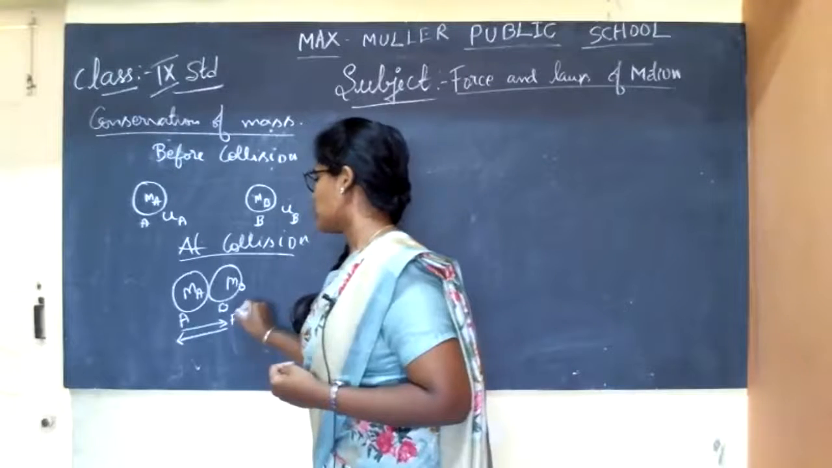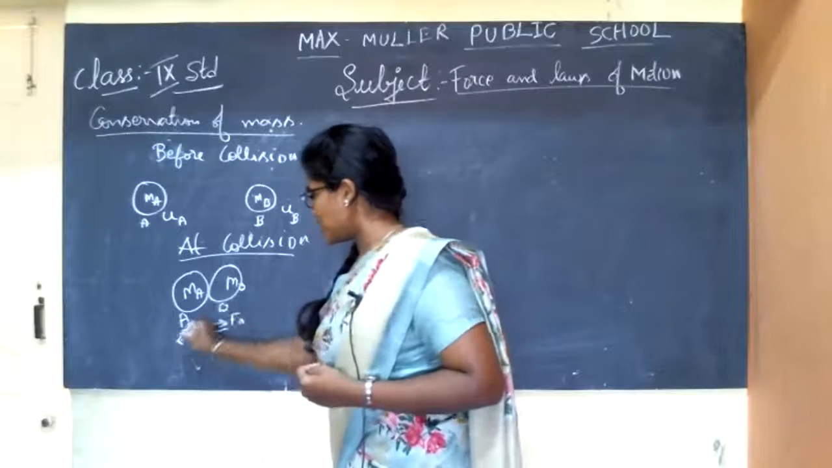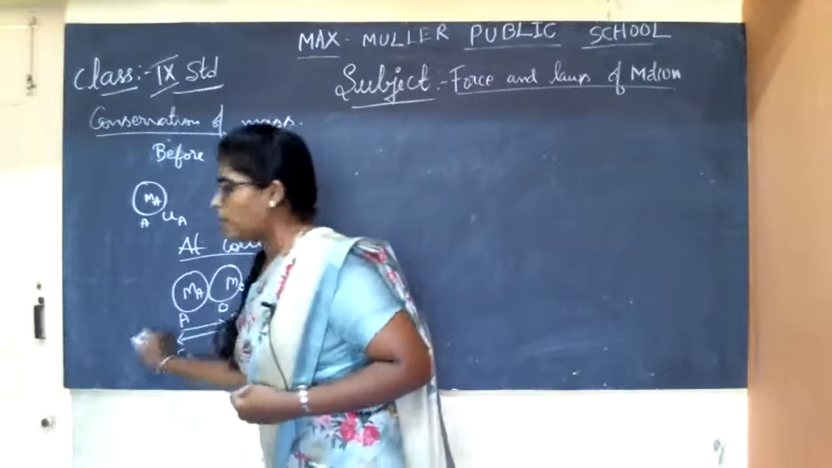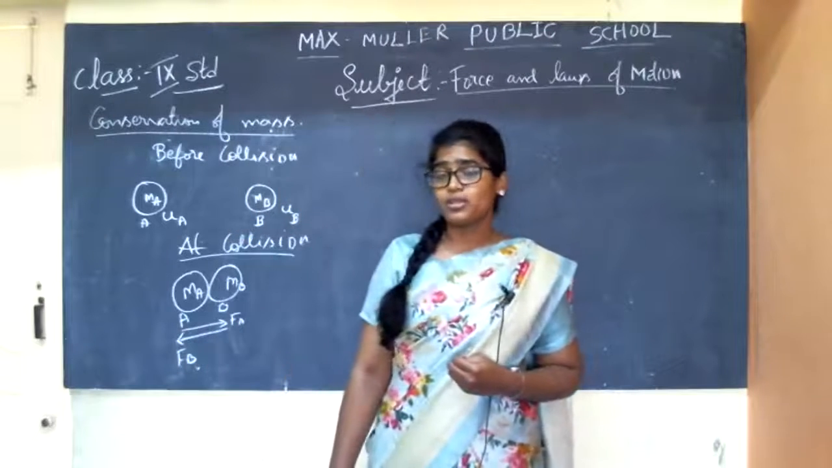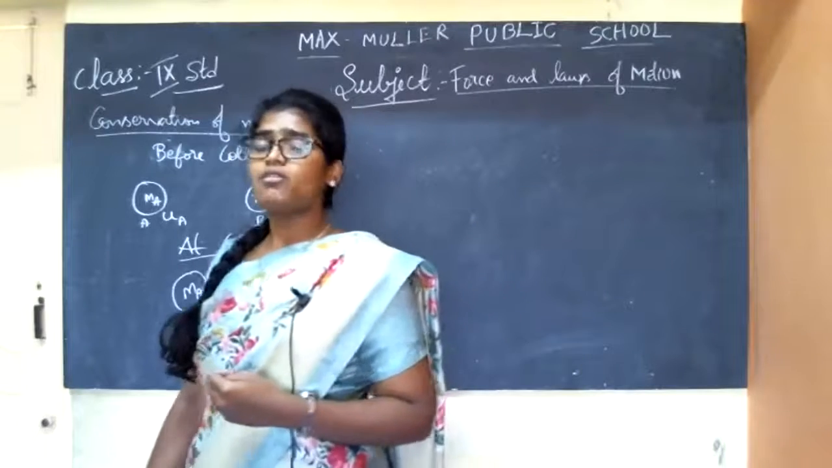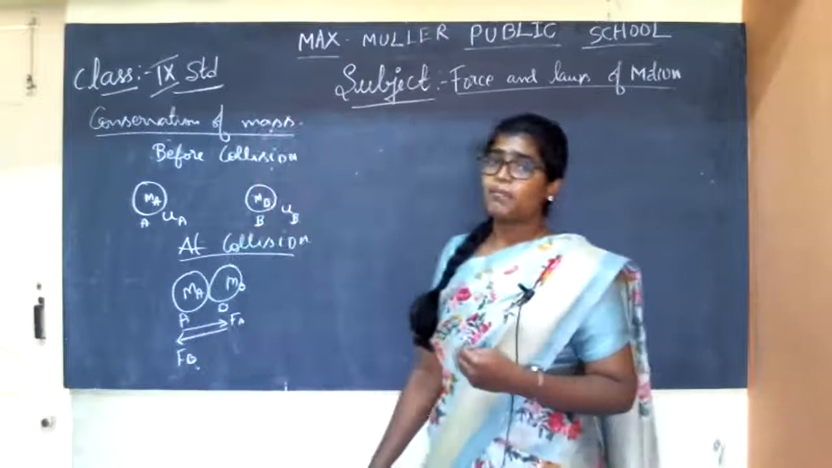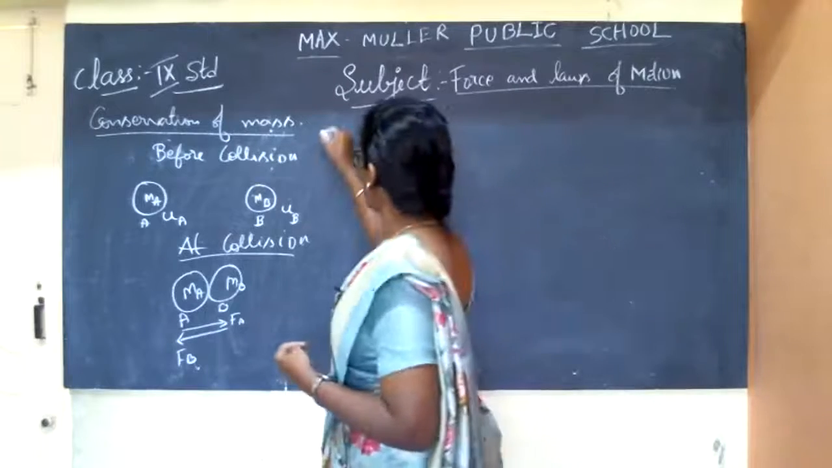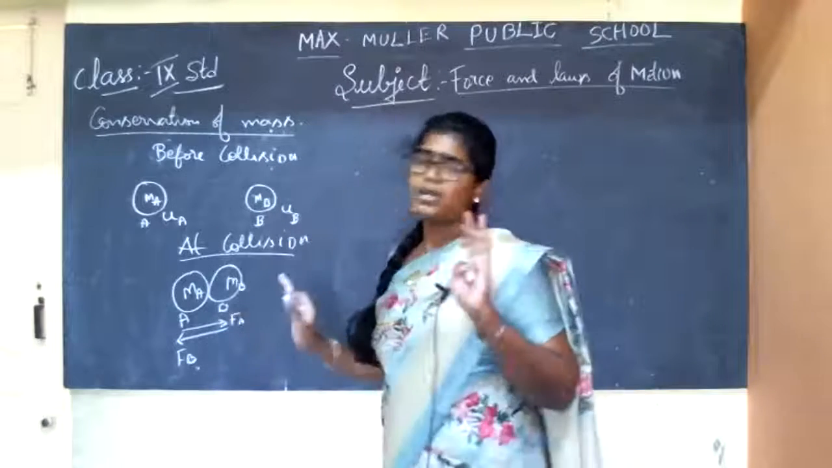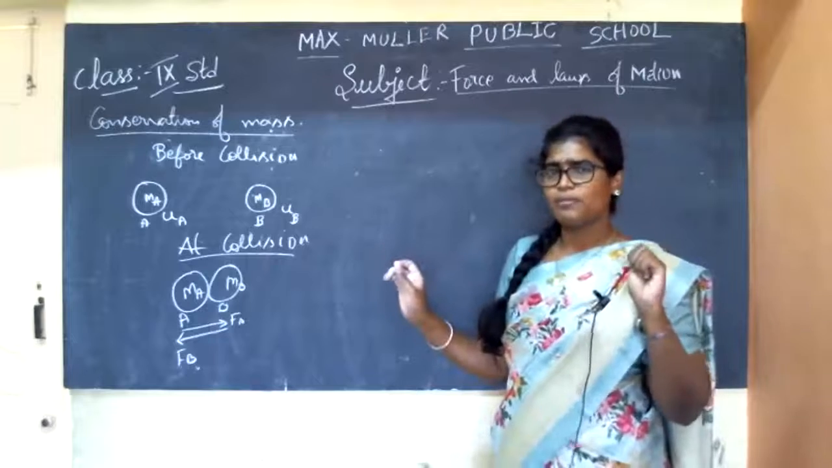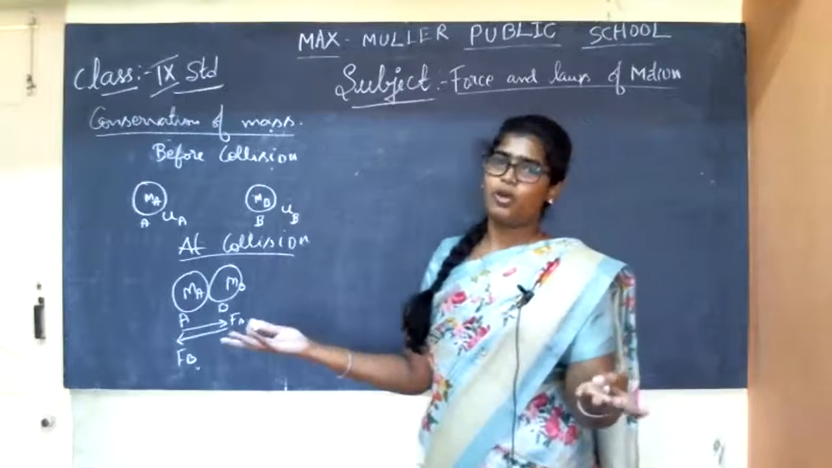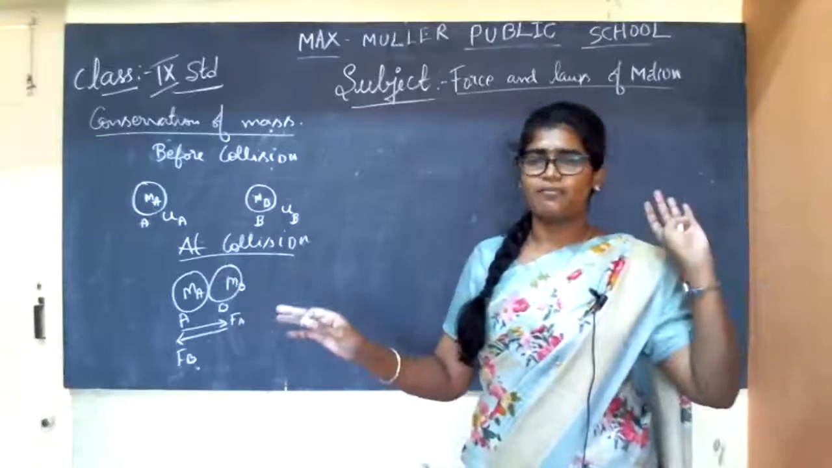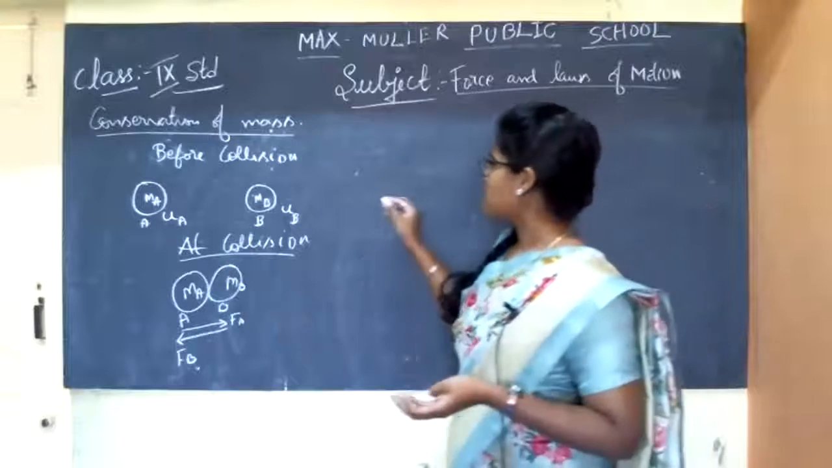You are fighting. So there will be force A, which is acting in the positive direction, and force B, which is acting in the opposite direction. The force acting in the opposite direction is represented by a negative value. Yes or no? Then after collision, what happens? They get free. After fighting, you say, hey, go, get out from here, and you will move, and the person you were fighting with will also move. The same thing happens here.